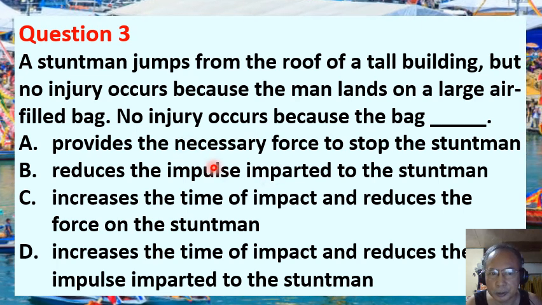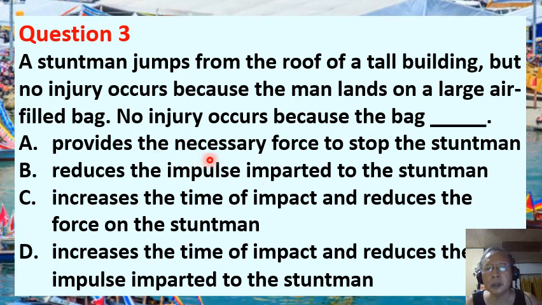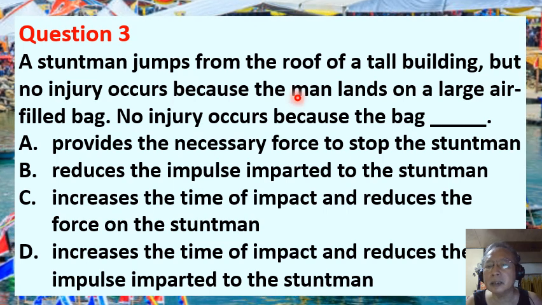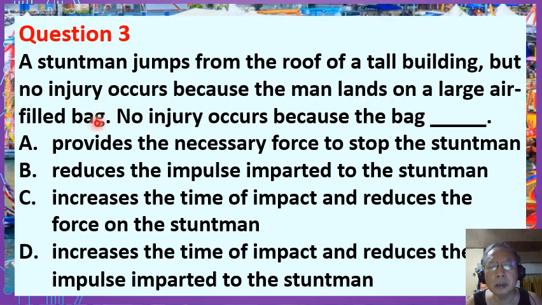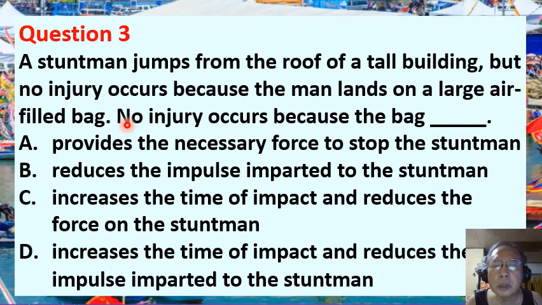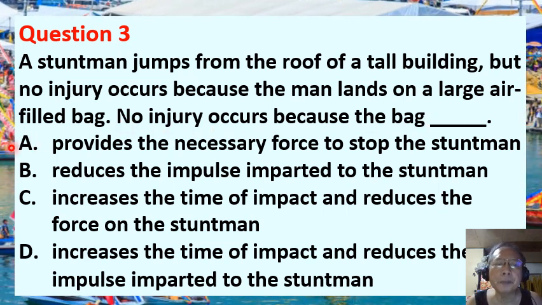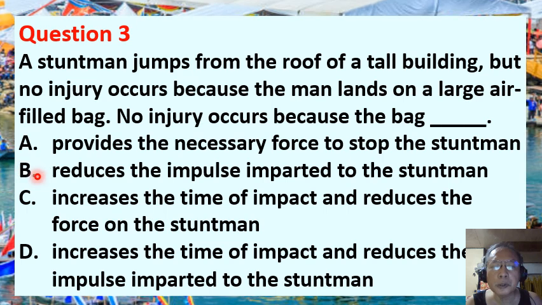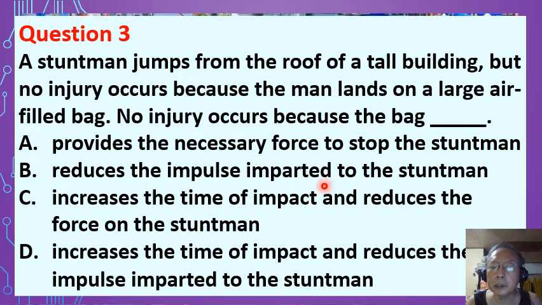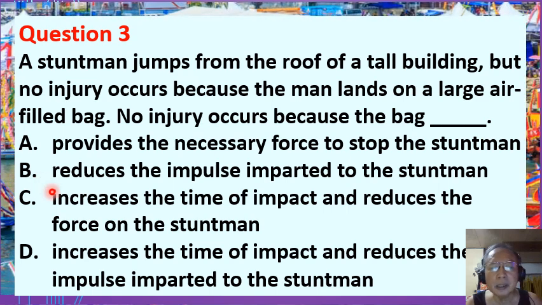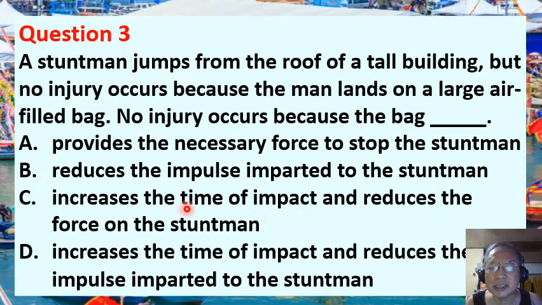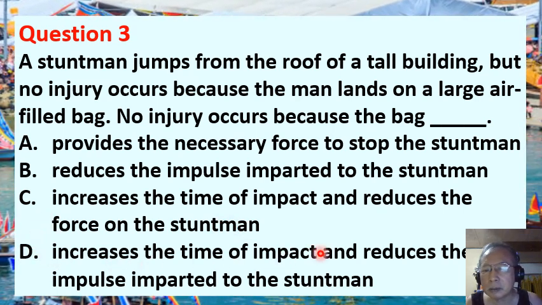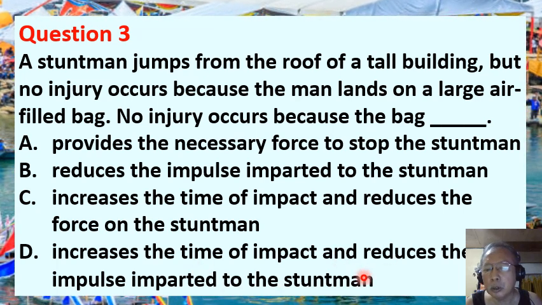Our last question, question number 3. A stuntman jumps from the roof of a tall building, but no injury occurs because the man lands on a large air-filled bag. No injury occurs because the bag: option letter A, provides the necessary force to stop the stuntman; option letter B, reduces the impulse imparted to the stuntman; option letter C, increases the time of impact and reduces the force on the stuntman; and option D, increases the time of impact and reduces the impulse imparted to the stuntman.